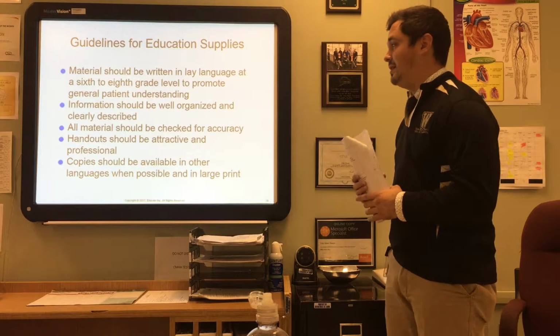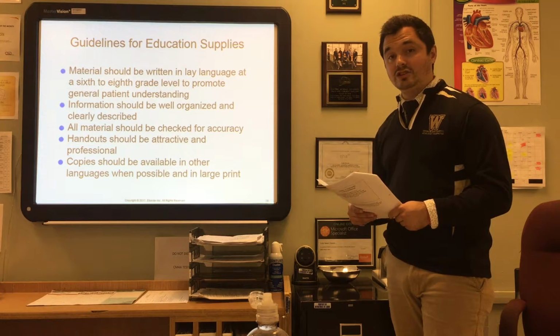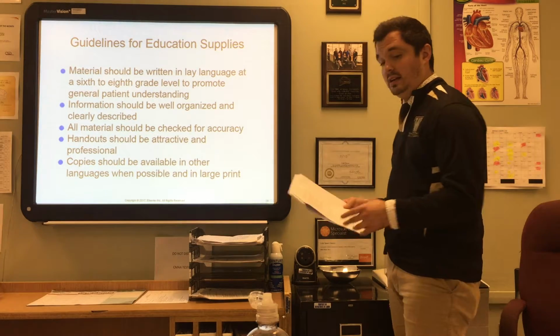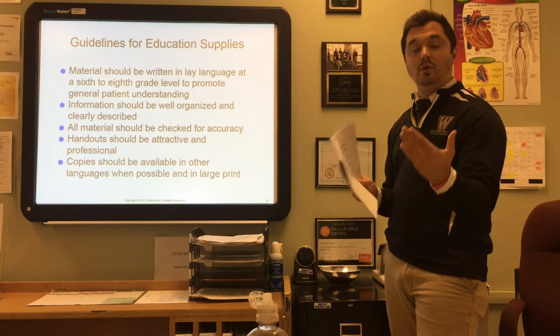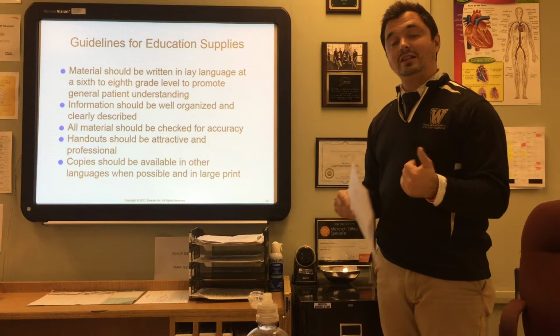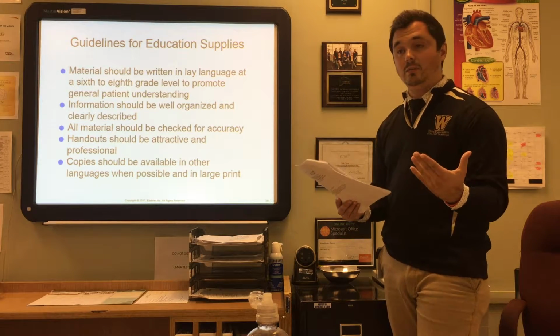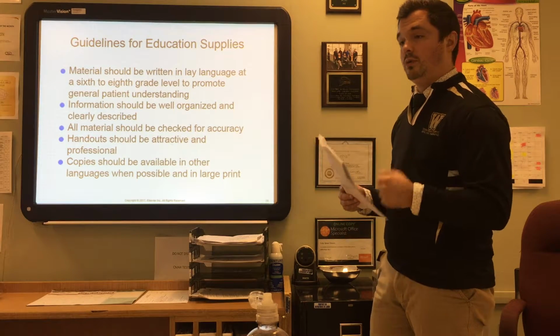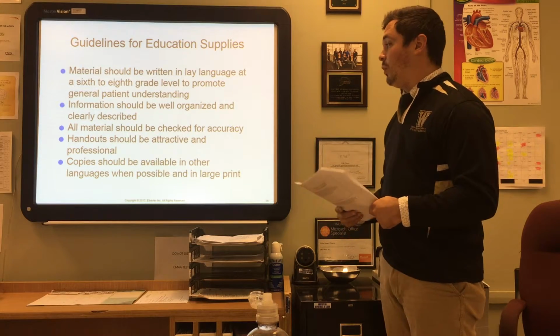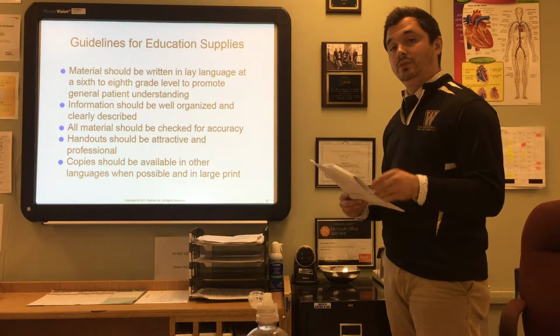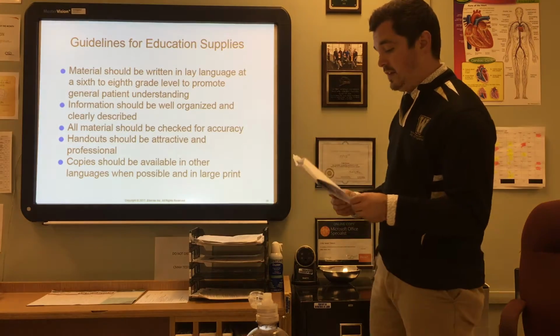getting the point across. Handouts should be attractive and professional. You're not just going to want to see a plain sheet of paper there. That doesn't catch the eye. It doesn't make them want to read more about the disease. Make it attractive, make it eye-appealing, and that way they're more intrigued by it and want to read more. And then copies should be available in other languages when possible and in large print to get across to all those barriers that we may face.